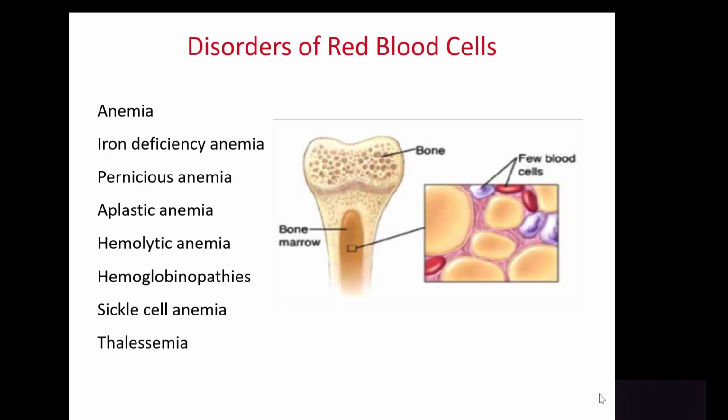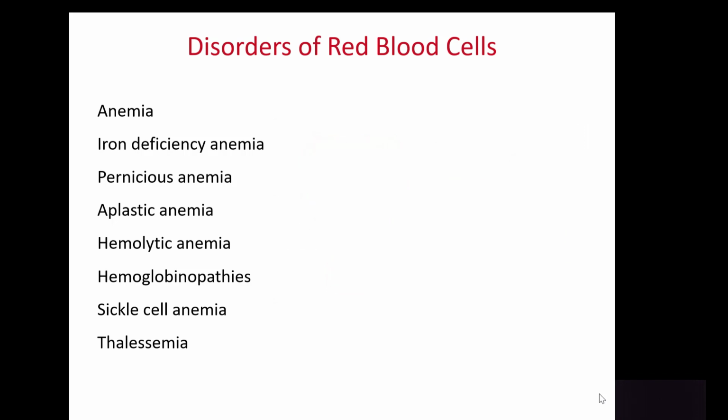Aplastic anemia can be the result of certain drugs, chemicals, radiation, or viruses, or the cause can be unknown. Treatment can include blood transfusions and even stem cell transplant. And renal anemia is not mentioned in your book, but I'll touch on it briefly.